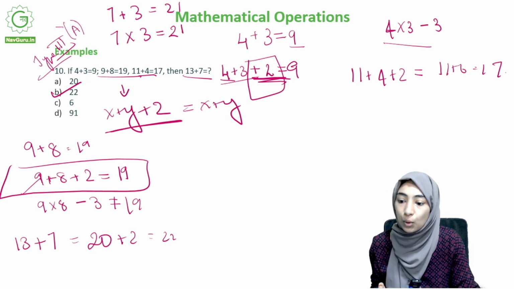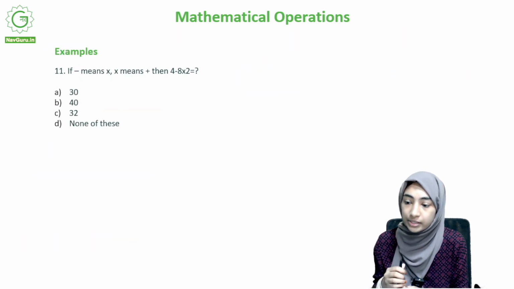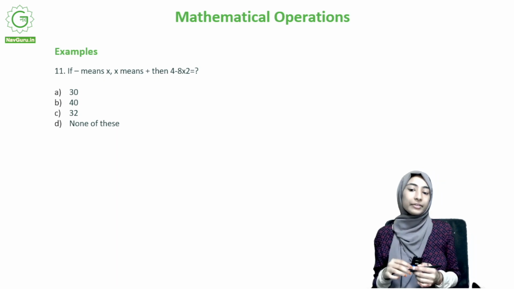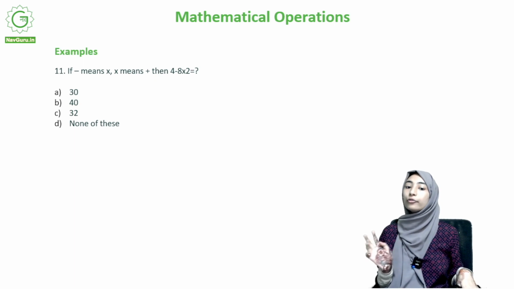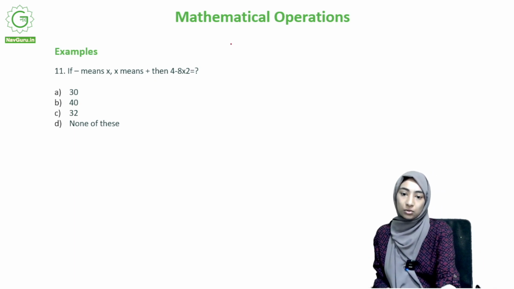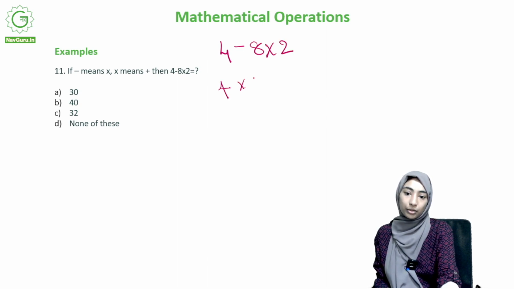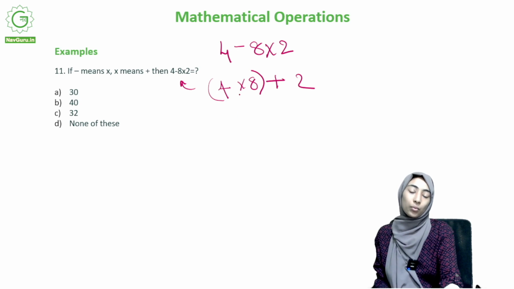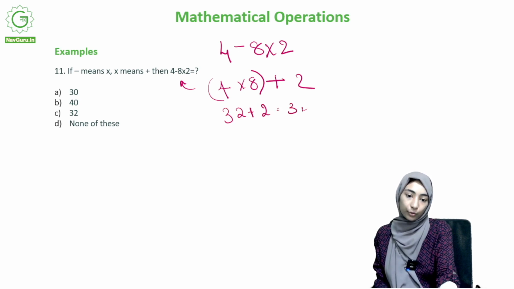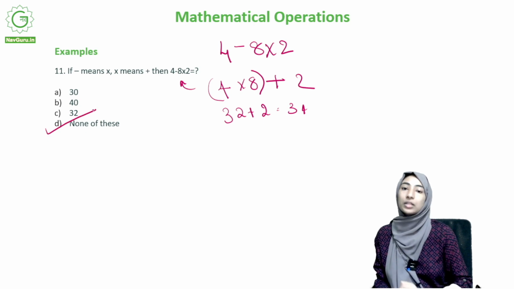Moving on to our last question under this section. If minus means multiplication, multiplication means addition, then 4 minus 8 into 2. It can be written as 4 into 8 plus 2, based on what we have been given. Give your precedence. What is 4 into 8? 32. 32 plus 2 is 34. Do you have 34 in the options? No. So none of these is the answer.